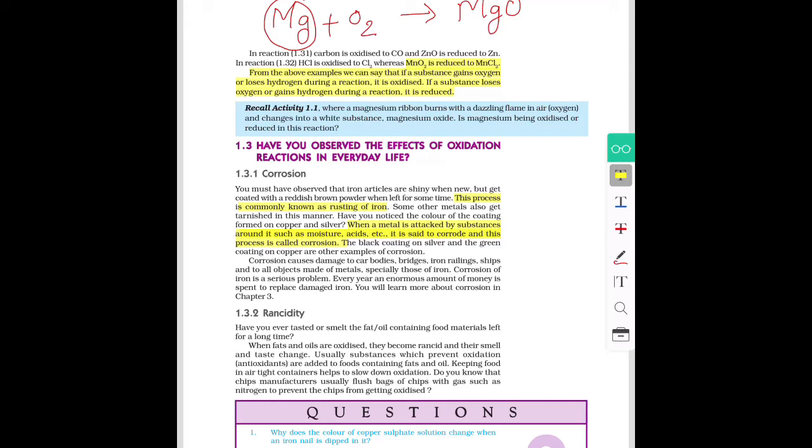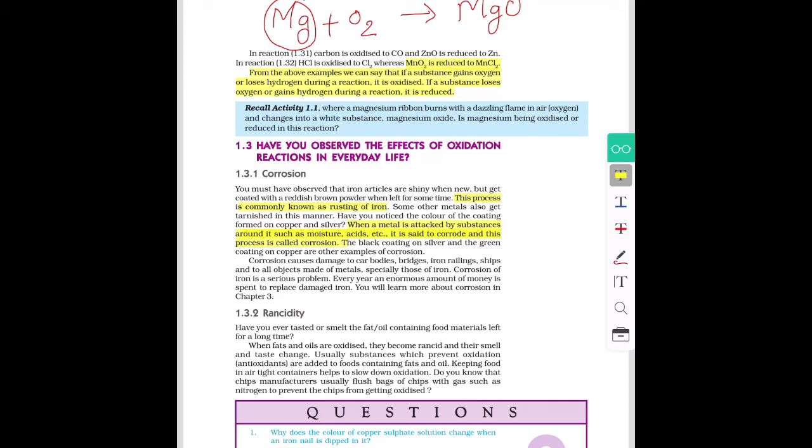So, very simple topic. We all know that iron gets rusted. When we talk about rusting of iron, the corrosion of iron and rusting of iron are synonymous. The word rusting is used when we talk about corrosion of iron, and if we talk about other metals, then we use the word corrosion.